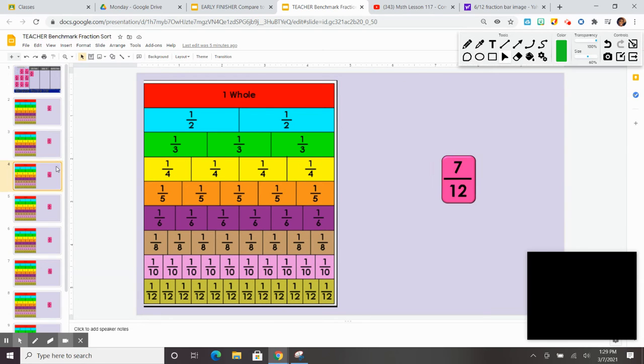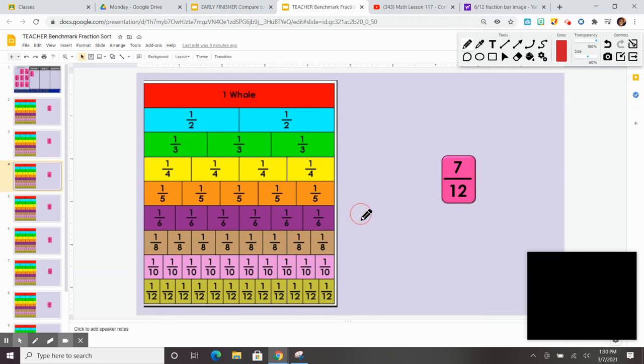All right, this time we have 7/12. All right, so I'm thinking, what is half of 12? 12 divided by 2 is what? 2 times what number would give me 12? If you said 6, you are correct. So you are going to be comparing.